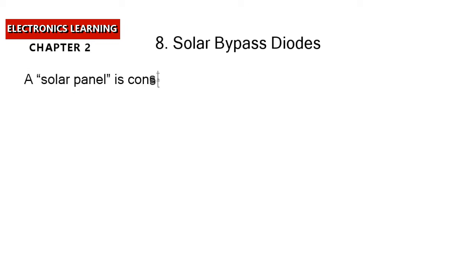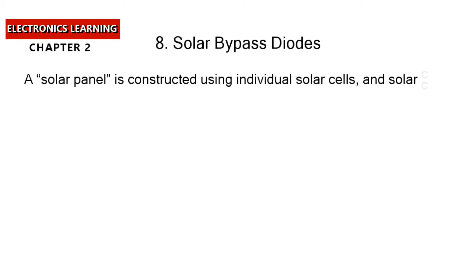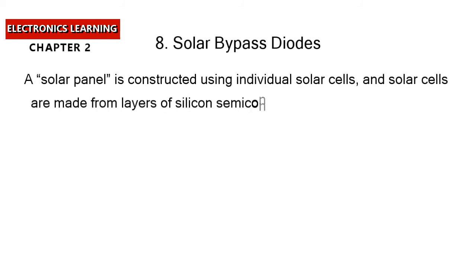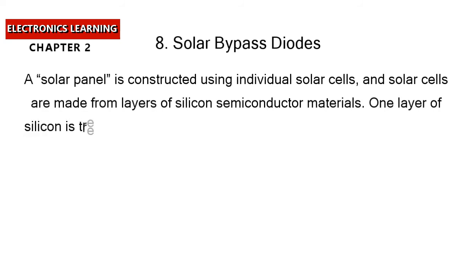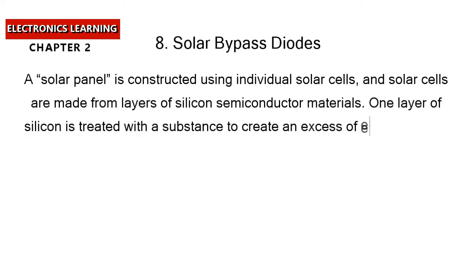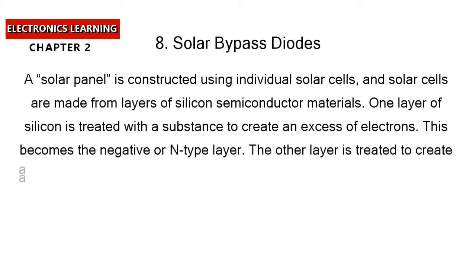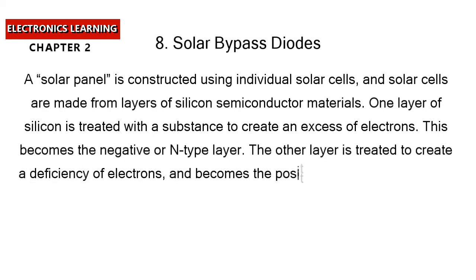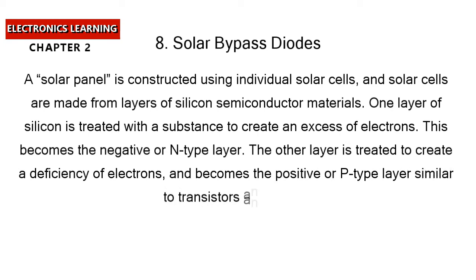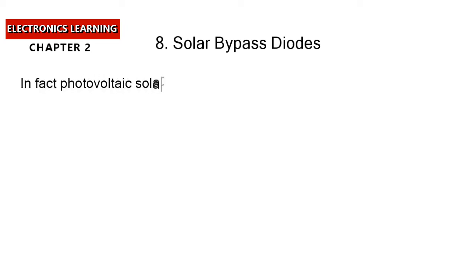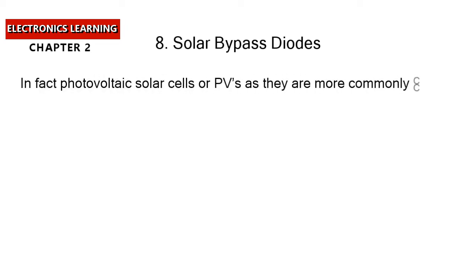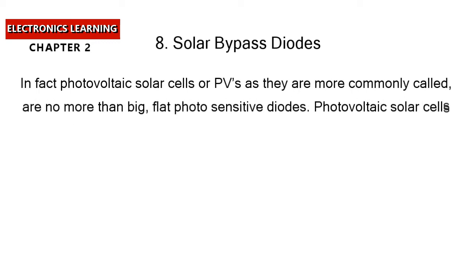A solar panel is constructed using individual solar cells, and solar cells are made from layers of silicon semiconductor materials. One layer of silicon is treated with a substance to create an excess of electrons. This becomes the negative or N-type layer. The other layer is treated to create a deficiency of electrons, and becomes the positive or P-type layer, similar to transistors and diodes. In fact, photovoltaic solar cells, or PVs as they are more commonly called, are no more than big, flat photosensitive diodes.